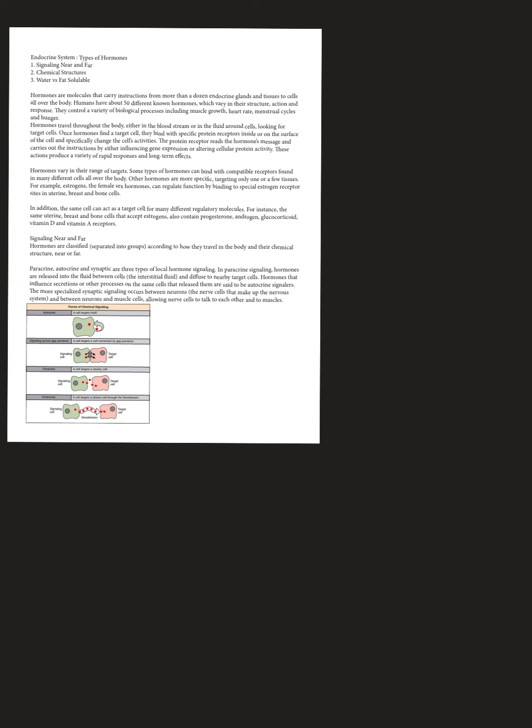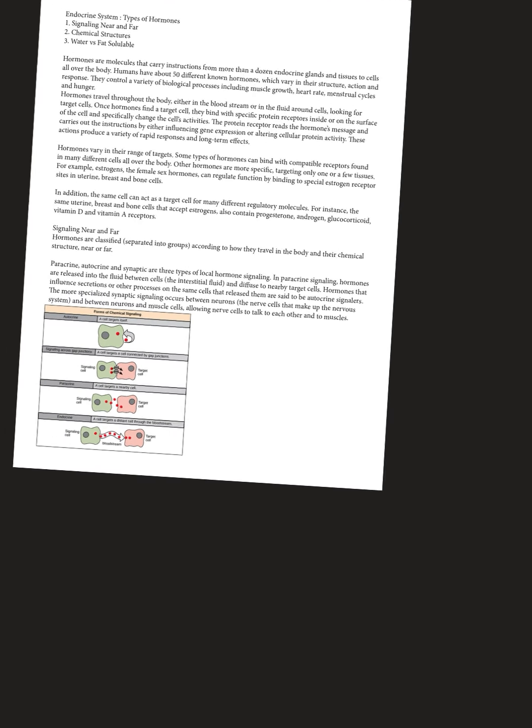The endocrine system. What is important on this page is that you understand there are three components of what the endocrine system is broken down into: the fact that the endocrine system can signal near and far, what the chemical structures of these hormones are, and the difference between water soluble and fat soluble hormones.